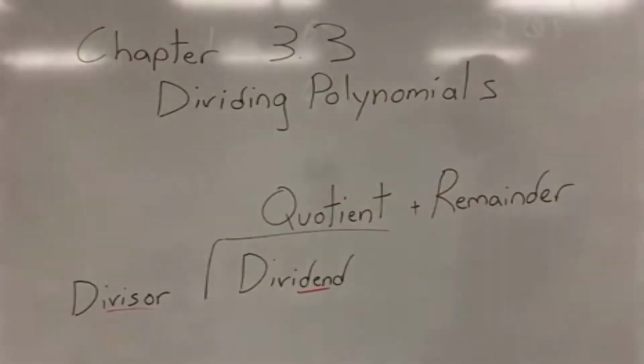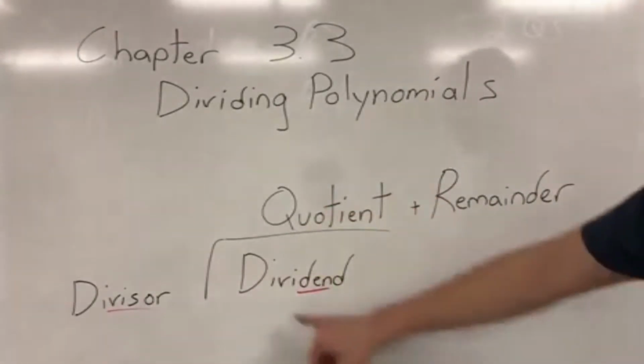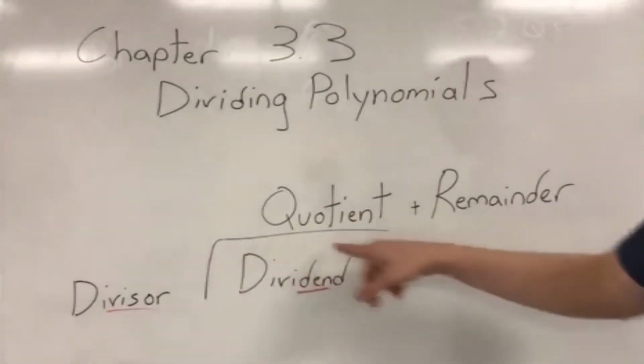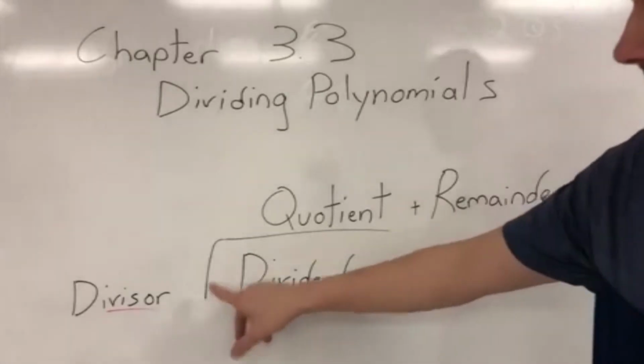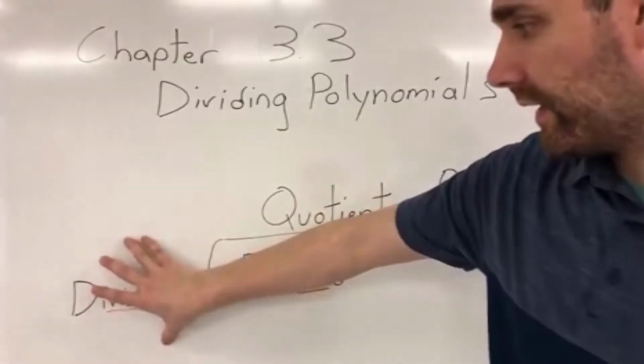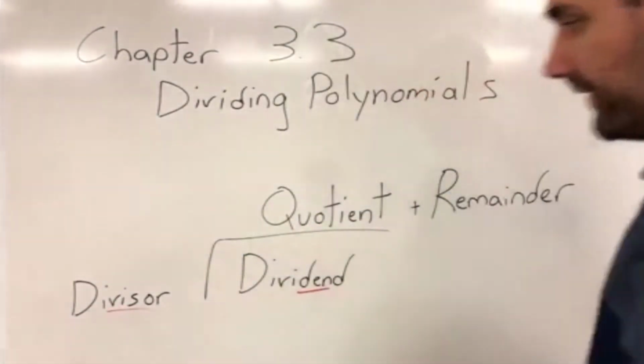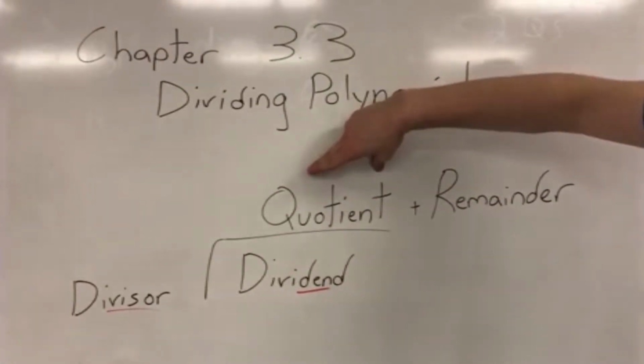Now, before I start showing you how to divide a polynomial, there's vocabulary words we need to know. The dividend is what's inside your dividing symbol. The divisor is what's outside. That's what I'm dividing into my dividend. Now, once you do that, the answer is the quotient.